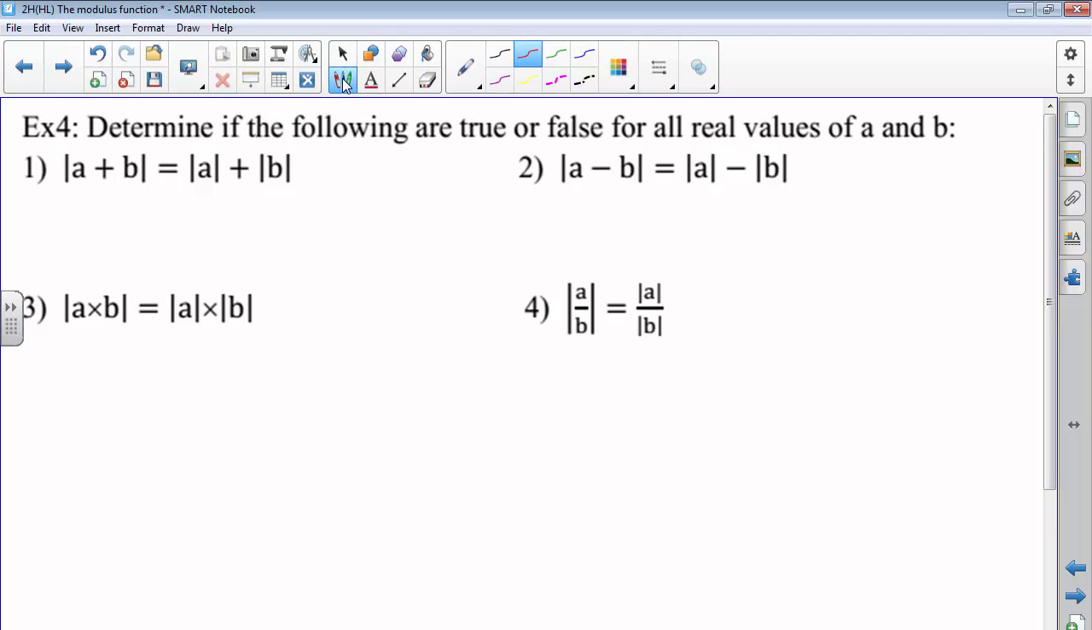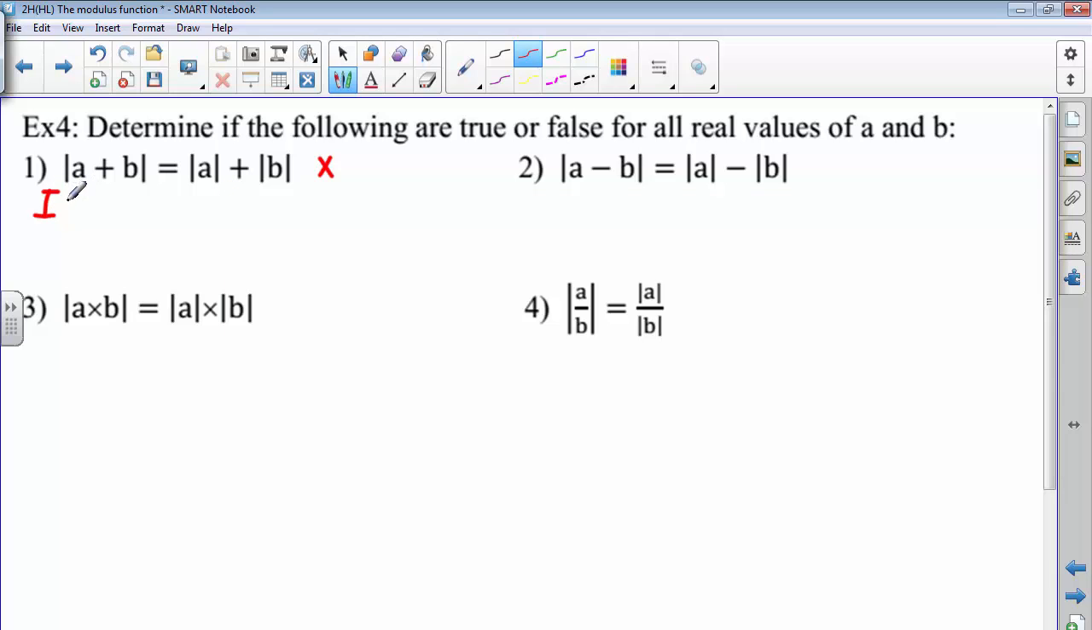Okay, let's continue the topic on the modulus function. Example 4. Determine if the following are true or false for all real values of a and b. Let's look at the first one. The modulus of a plus b equals the modulus of a plus the modulus of b. Is this one true or false? This one is false. If I want to say this one is false, the only thing I need to do is give myself a counterexample.